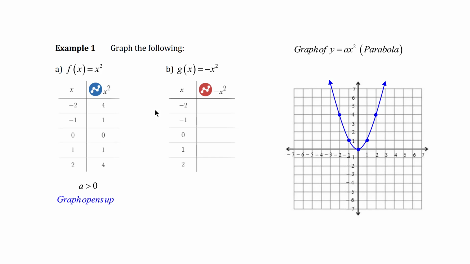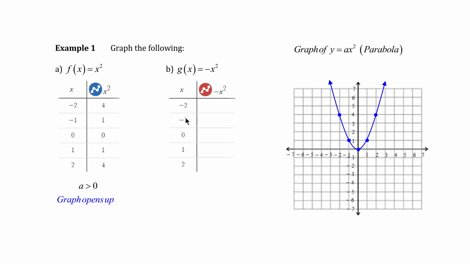Moving on to part B, we have g of x equals -x squared. Again, we're going to use the point plotting method, so we have our x and y chart below. For the x values, we're going to use the same values from part A, so we have -2, -1, 0, 1, and 2. To get our y values or our g of x values, we just take our x values and substitute it into the function g. Again, we're going to do this mentally.